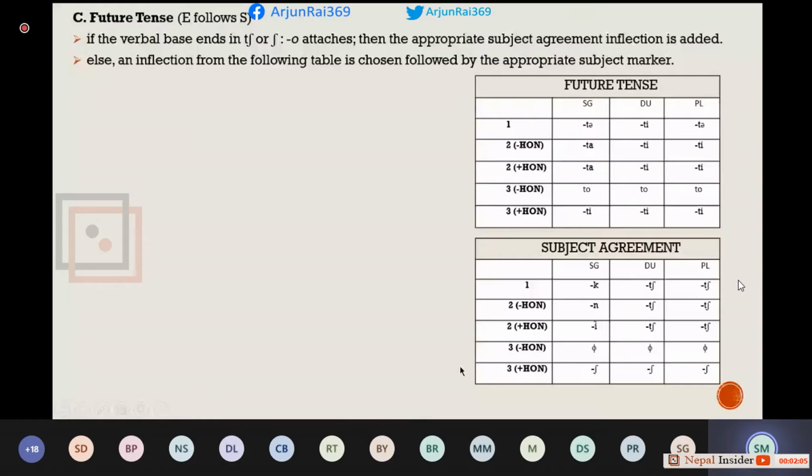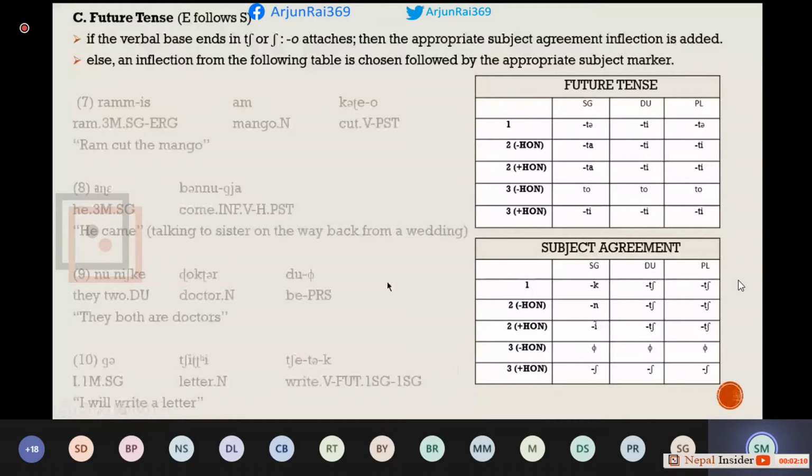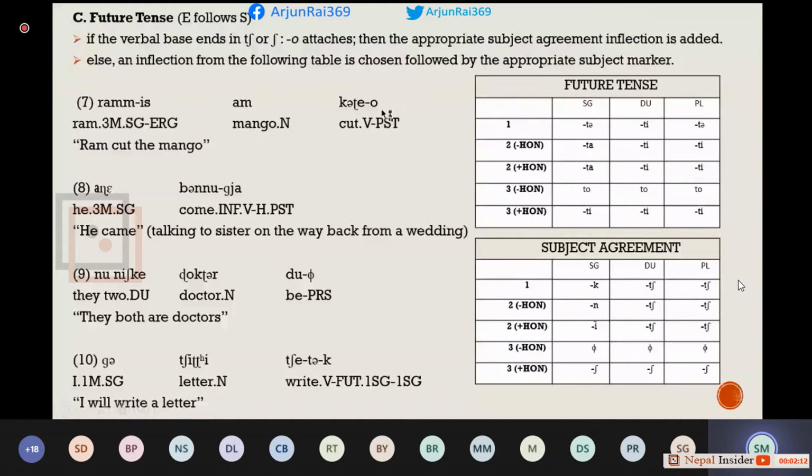So let's look at some examples of tense. Ramis am katyo. Here you have the past tense marker, you have O. Since the subject agreement marker is null, you have nothing attaching here. Then Bannu Gya, as I already said, this is ordinal past. So this happened just a few hours back. They're returning from the wedding. So they have Bannu Gya here.